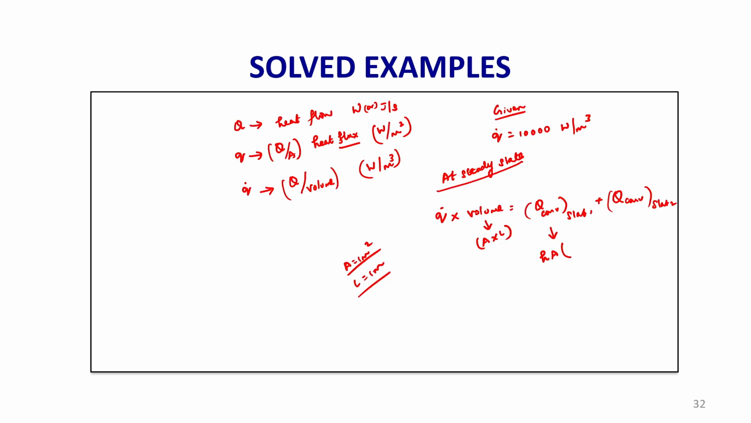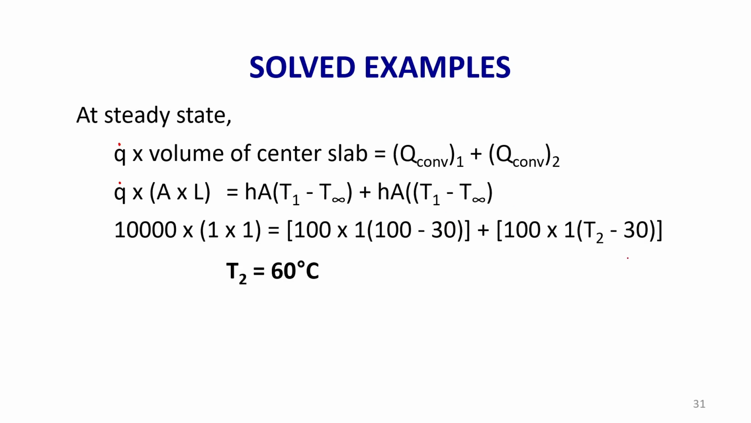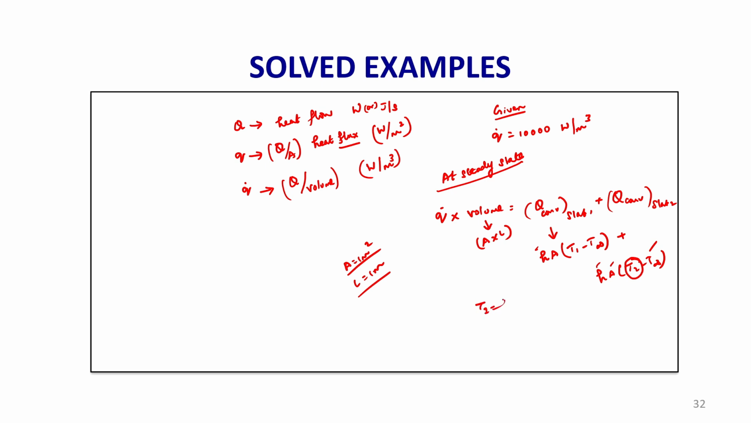plus H into A into T2 minus T infinity. All the values are known, the only unknown is T2. The heat transfer coefficient on both the sides is the same, it is 100 watts per meter square degree centigrade. So, you will get T2 as 60. So, this is about this problem.